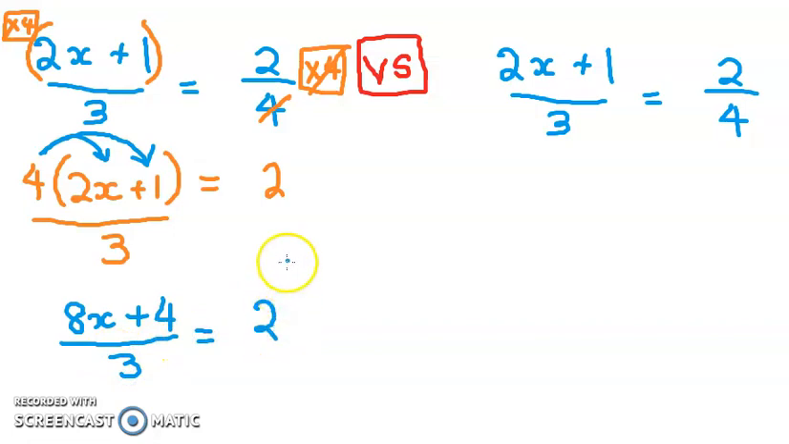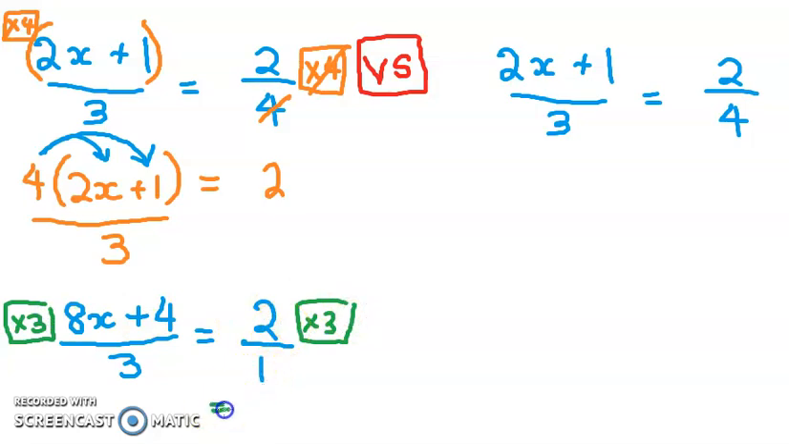Again, 2 is a whole number, so it's always over 1. Which one is the bigger denominator? 3. So I multiply by 3 on both sides, and I will get 6 here. I'll cancel here and here. 8x plus 4 is equal to 6.